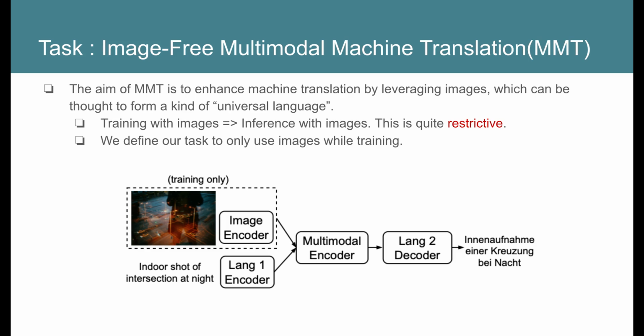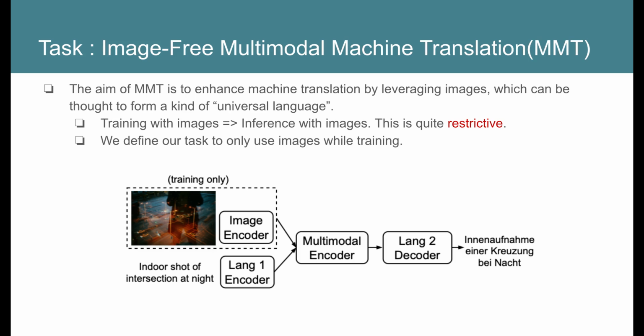Lately, a lot of research has focused upon improving machine translation by leveraging visual information in the form of images. Images during training necessitate using them for inference. However, that presents a very restrictive scenario. More often than not, paired image text will not be available while testing. To alleviate this, a new research direction called image-free MMT was proposed, which eliminates the use of images while testing. This is how we define our setup as well.